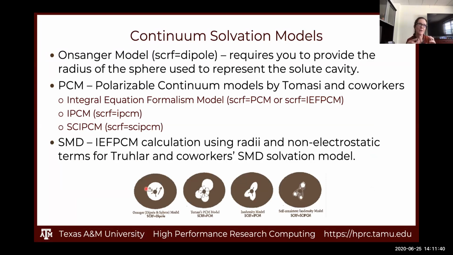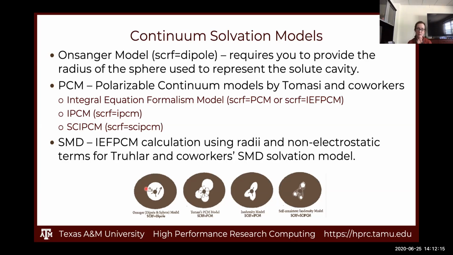It's a sphere with a radius that will encompass your solute, and then it has a dipole, and that dipole interacts with the solvent. Radius of gyration was the word that I was trying to say. So it's like the radius of gyration of your molecule. So it makes a sphere around your solute, and you have a dipole, and that dipole interacts with the dielectric bath around it. So it's a very, very simple interaction to first order of just a dipole.